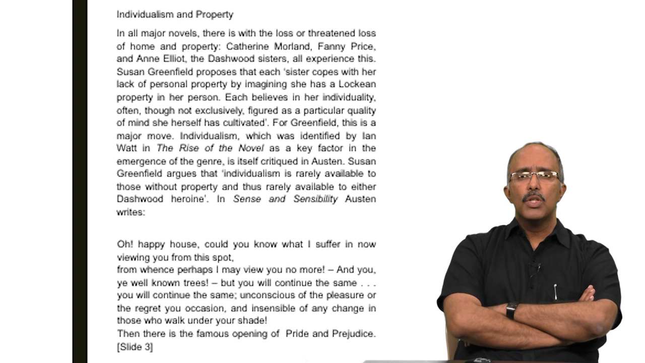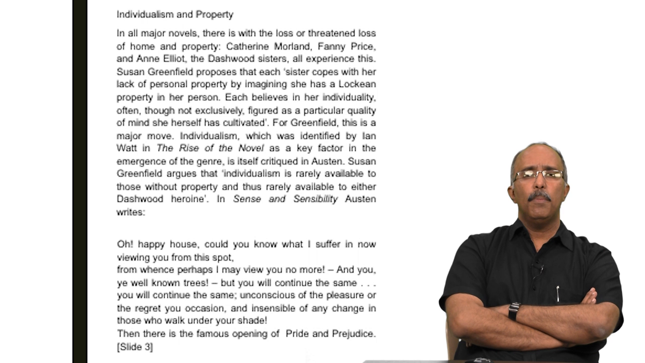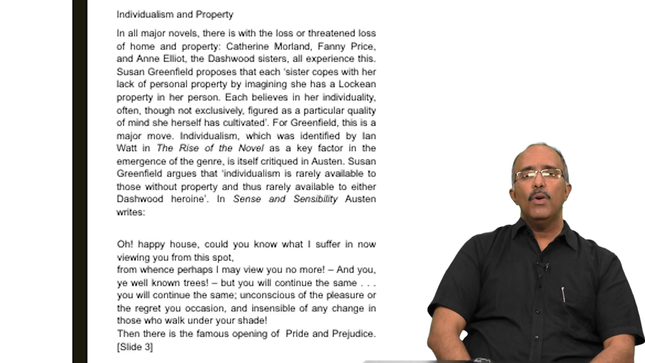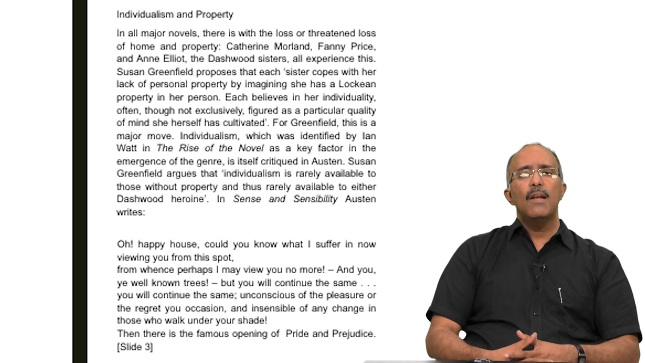Susan Greenfield, in a lovely reading of the question of individualism and property, has proposed that each sister copes with a lack of personal property by imagining she has a large Lockean property in her person. Each believes in her individuality, and it is the inner landscape, the inner property that they wish to cultivate. For Greenfield, then, this is a major move. Individualism is itself critiqued in Jane Austen.